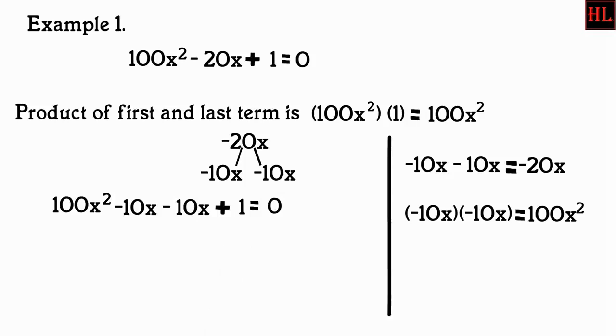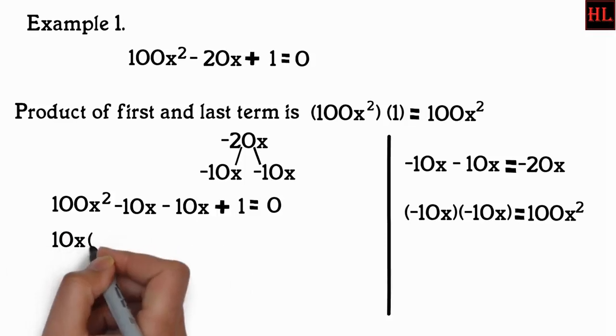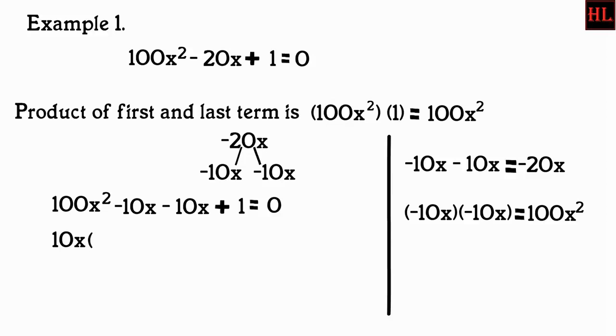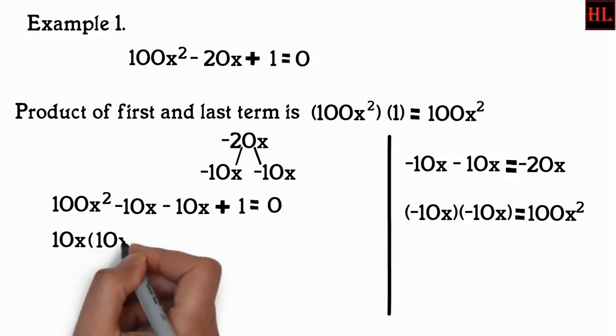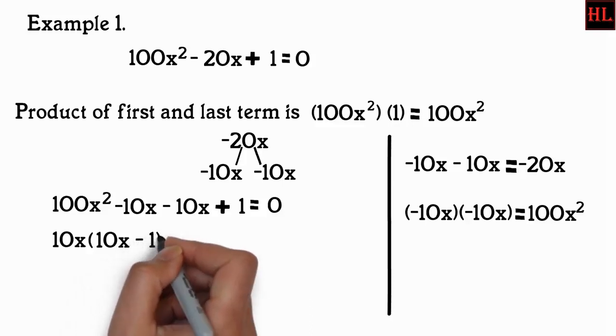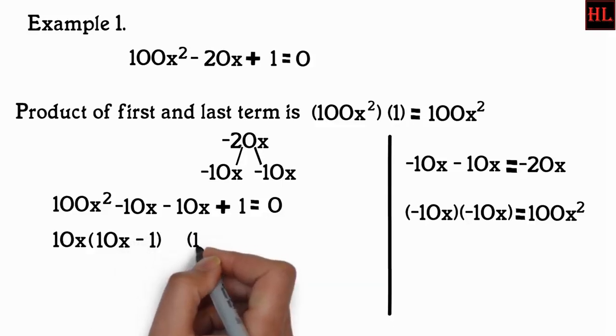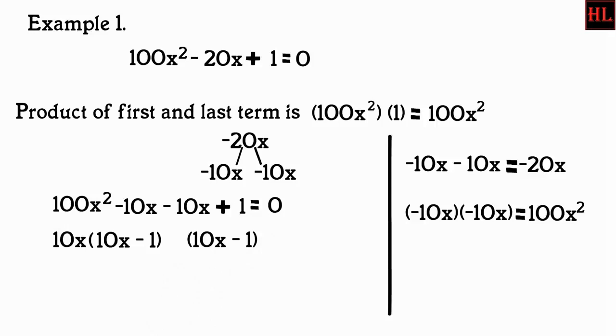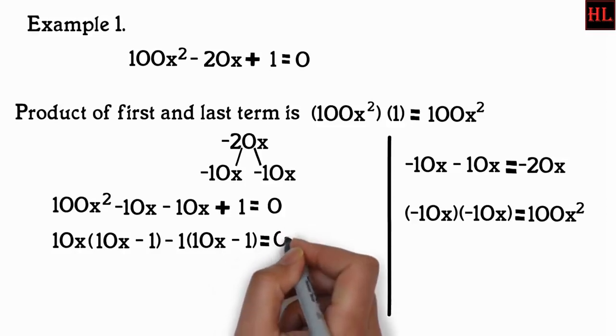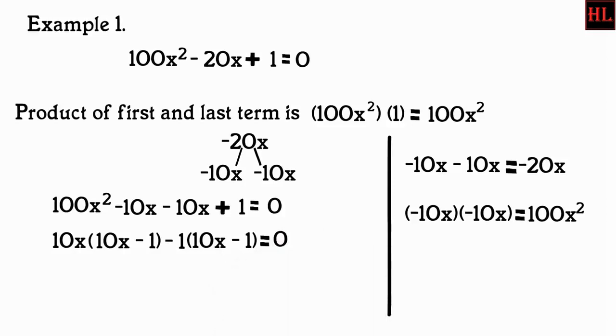Now we need to take something common from the first two terms. We'll take 10x as common. So we can see to get the first term we need to multiply 10x with 10x, and to get the second term we'll multiply 10x with minus 1. We copy 10x minus 1 again, and we know to get third and fourth term we need to multiply 10x minus 1 with minus 1, and we'll equate this with 0.